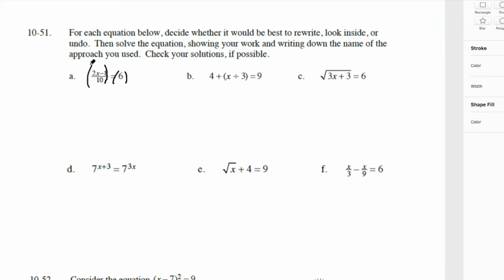Anyways, this problem here, the way that I would do this problem, so let's just not get ahead of ourselves. Let's read what the problem is asking us. For each question below, decide whether it would be best to rewrite, look inside, or undo, then solve the equation, showing your work and writing down the name of the approach you use. Check your solutions if possible. So I might do this a different way. Right? You can kind of do you on these problems, but I will do it the way that I'm thinking.